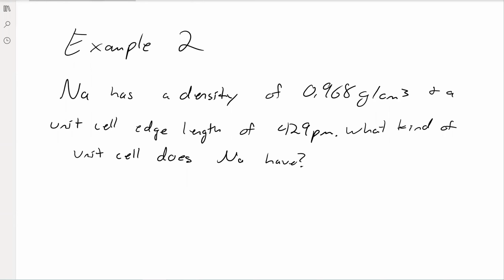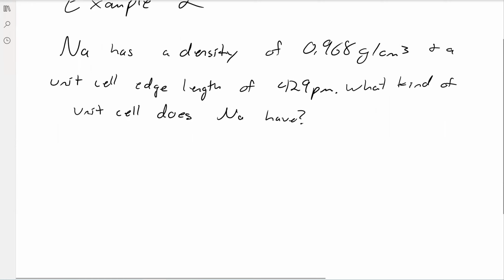Right. Let's take a look at another example. We're going to work in the opposite direction. In this case, sodium has a density of 0.968 grams per centimeter cubed and a unit cell edge length of 429 picometers. What kind of unit cell does sodium have?